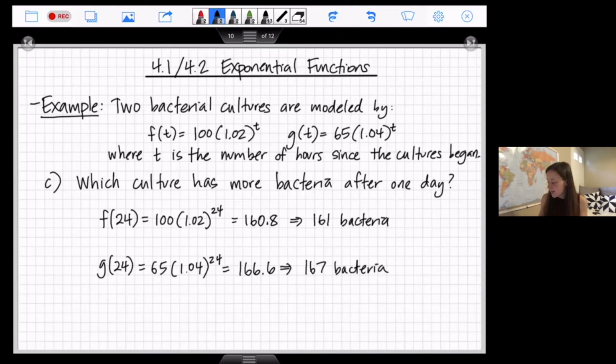So after one day, G of T ends up being the one that has more bacteria. And it's because its growth rate was higher. So those 65 bacteria, because they had a faster growth rate, overtook the culture with only 100 bacteria.